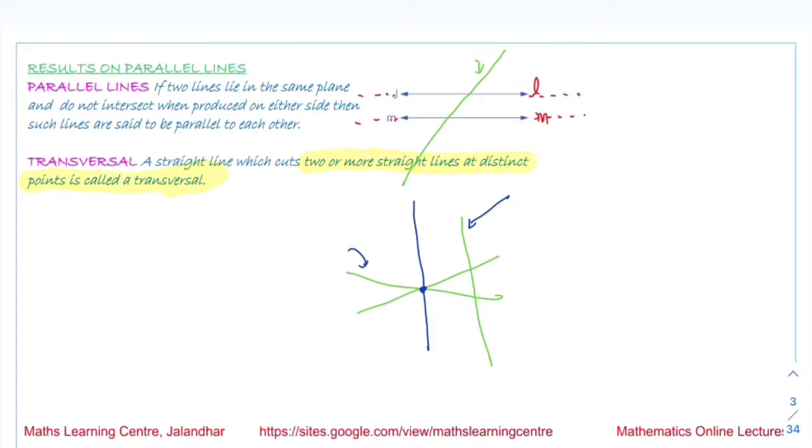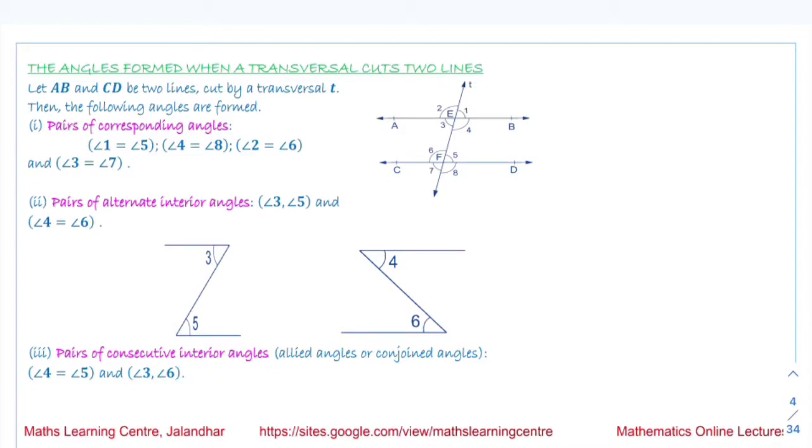Next we have the definition of a pair of corresponding angles. Suppose two lines are there, AB and CD, and a transversal is given. T is the transversal. Different angles are marked here: this is angle 1, 2, 3, 4, and all these are marked here.